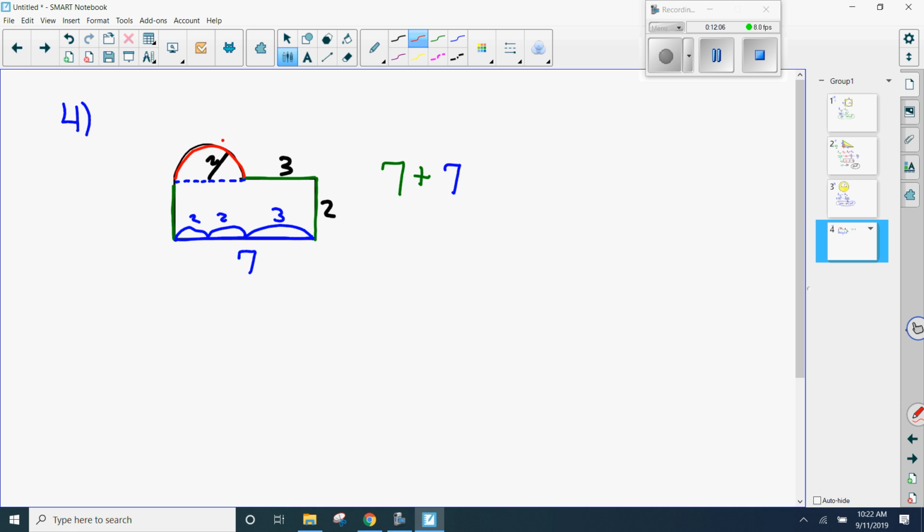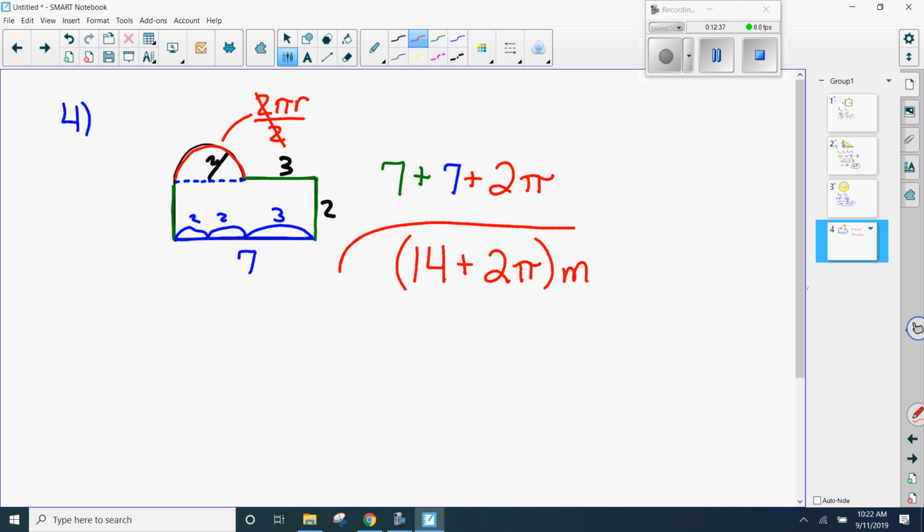Circumference of a circle. What's the formula for circumference of a circle? 2 pi r. How much of it do you have? Half, which is just going to make it 2 pi. Some of you had 4 pi there, I think. So 7 plus 7 is 14, plus the curved piece, which has a length of 6.28 or 2 pi. Your units would be what? Meters. It's a length. Are we okay with that? Move on.